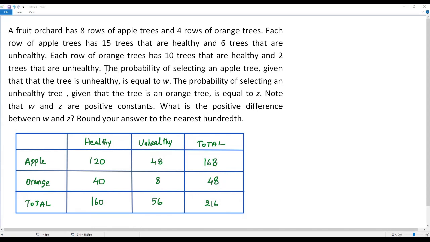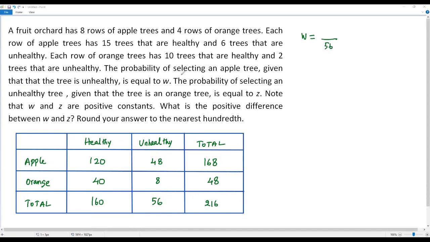Okay, now let me consider this piece of information. The probability of selecting an apple tree given that the tree is unhealthy is equal to W. Here a probability is explained. The probability is equal to W. Let me write W over here. And let's consider this piece of information. Given that the tree is unhealthy, this gives a sample space. Now in the table, we have to consider the total number of unhealthy trees. So that is 56. Since it's a sample space, it should be written in the denominator.